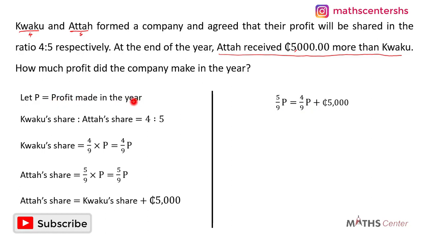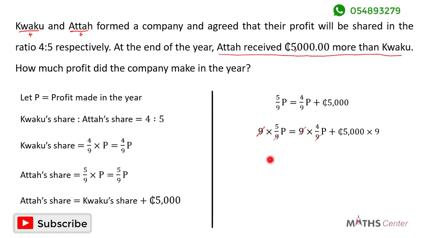To get P, I will multiply through this equation by the LCM of the denominator, which is 9. So we will have 9 times 5/9 P is equal to 9 times 4/9 P plus 5,000 cedis times 9. So 9 and 9 will cancel each other out, and this will give us 5P is equal to 4P plus 45,000 cedis.